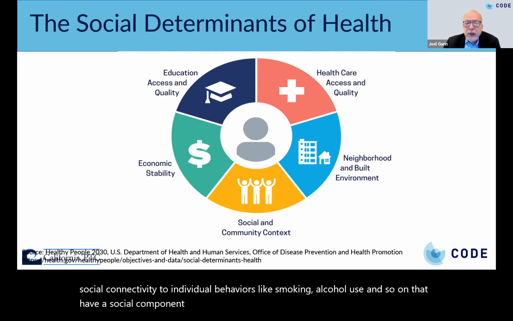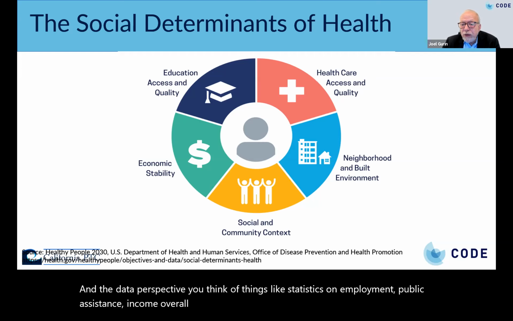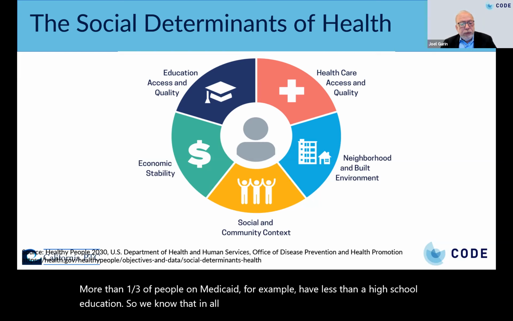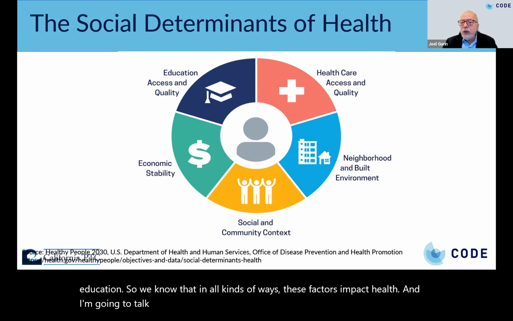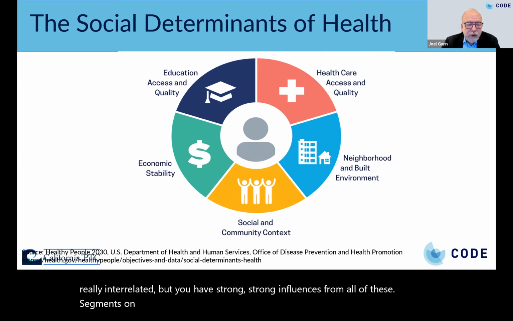Economic stability, and when you think of this from a data perspective, you think of things like statistics on employment, public assistance, income overall, and education, which we know has a very high correlation. More than 1/3 of people on Medicaid, for example, have less than a high school education. So we know that in all kinds of ways, these factors impact health. And I'm going to talk a little bit more later on about how we think some of these are really interrelated, but you have strong influences from all of these segments on health and also access to healthcare.